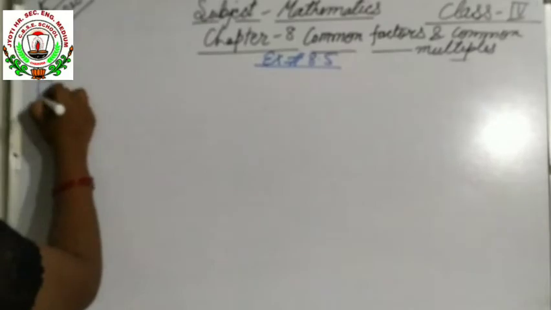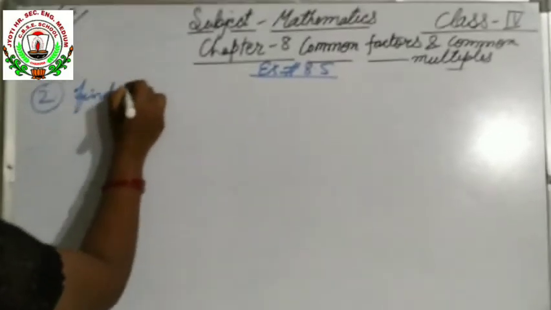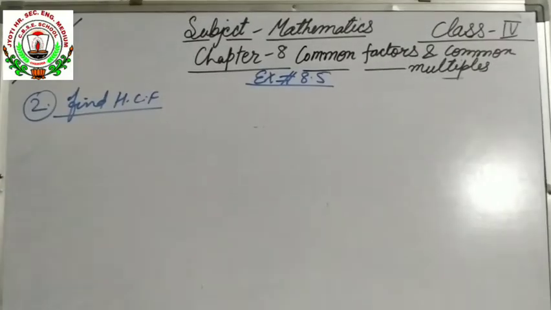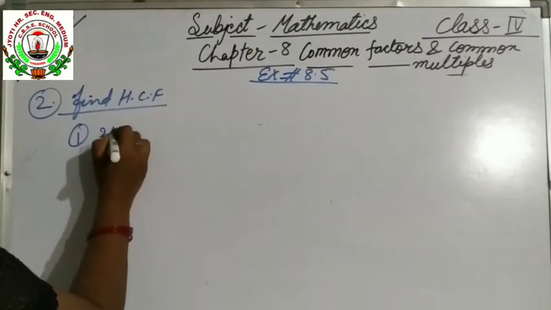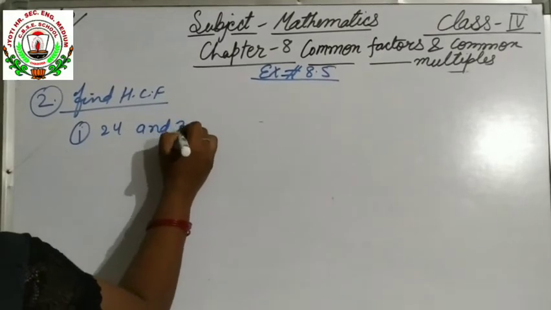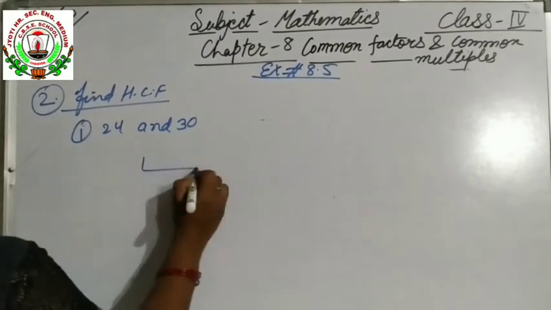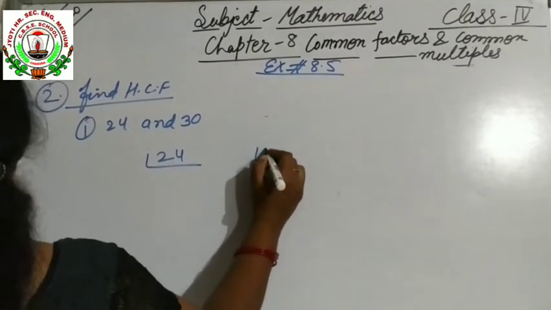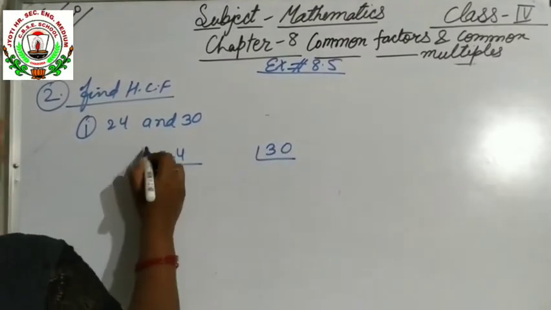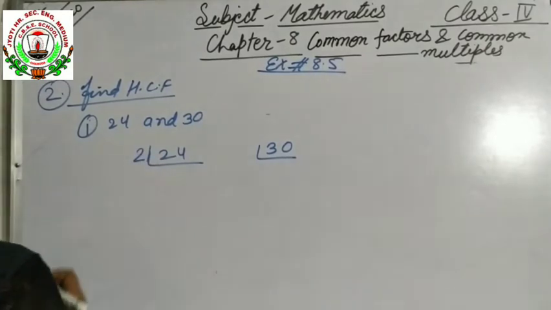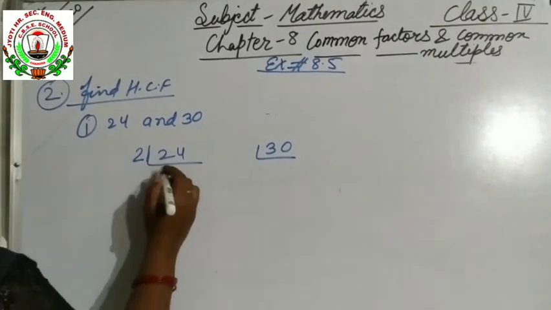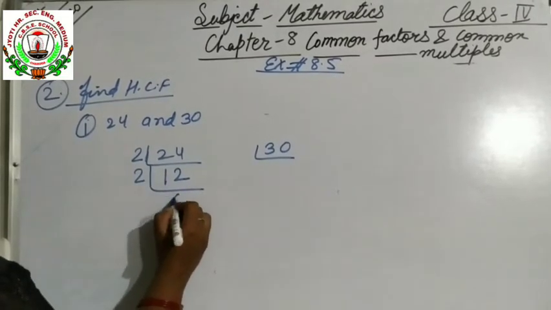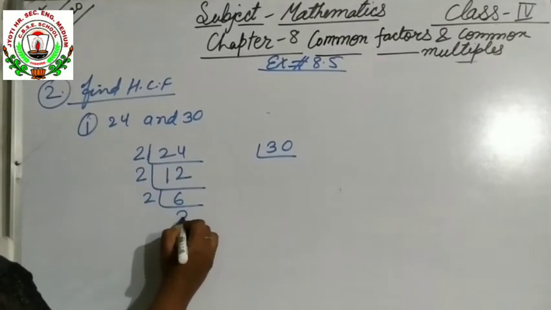In question number 2, find HCF by prime factor method. Number 1 is 24 and 30. First we will find out the prime factors of 24, and the second number is 30. Now it is an even number, so we take the smallest prime number 2. It is divisible by 2. 2 twos are 4... 2 sixes are 12, then 2 threes are 6.